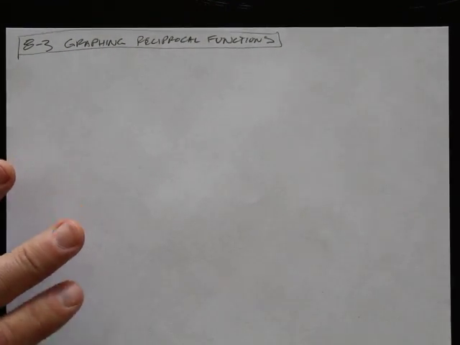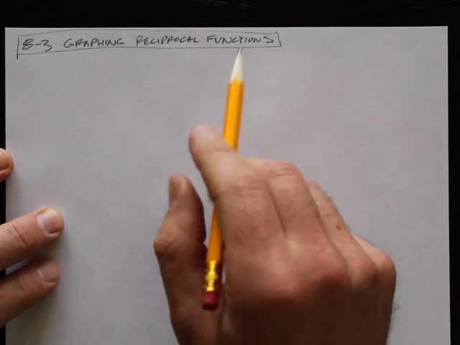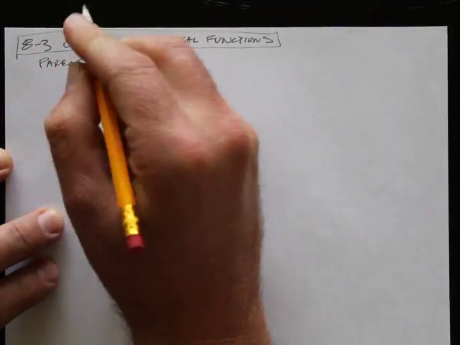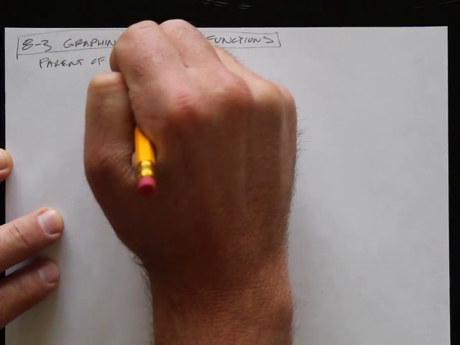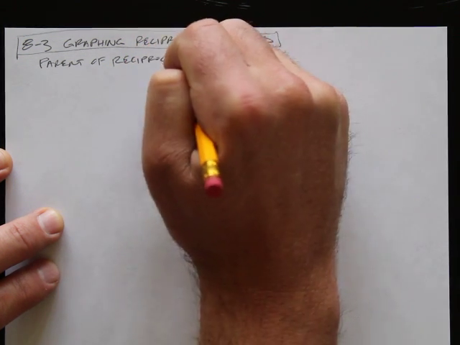All right, Algebra 2, 8-3 is what we're looking at today. And we're graphing, hooray, reciprocal functions. So first we're gonna look at the parent graph of reciprocal functions. So the parent of a reciprocal function.